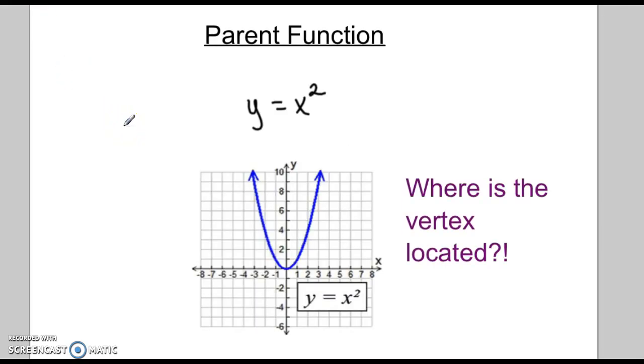Okay, so we have a parent function, y equals x squared. This is called our parent function because it's going to be our original function, and we're going to talk about different translations and what it looks like to shift this specific function up, down, left, or right. So our parent function, y equals x squared, has its vertex simply at 0, 0, or the origin. And we're going to talk about what it looks like on graphs and on the equations to shift our parent function left, right, up, or down, or in other words, translate it.